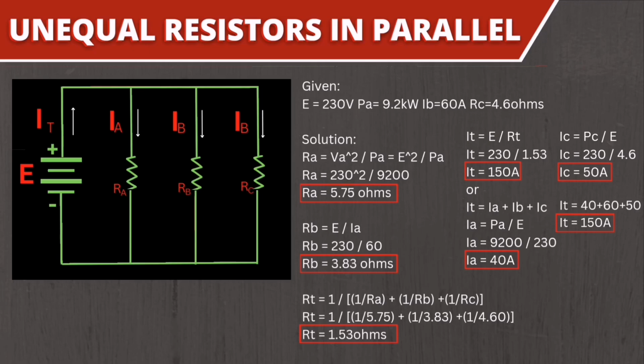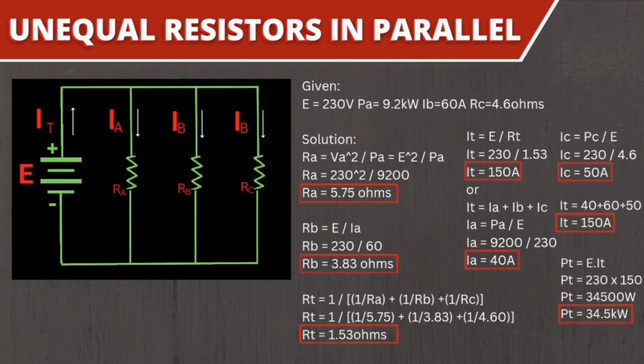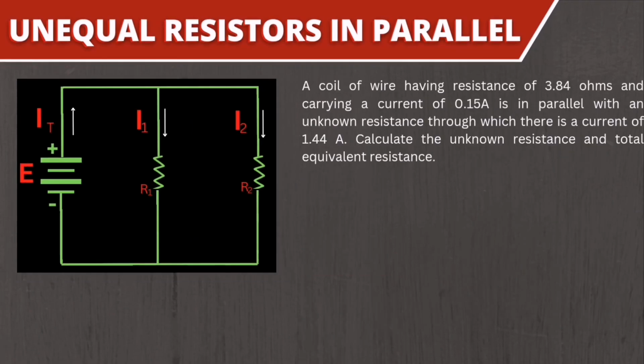And lastly, guys, is to solve for its total power P sub T. It is equal to E times I sub T, and by substitution it is equal to 230 volts times 150 amperes, so the answer will be 34.5 kilowatts. And we can also solve it by solving the individual power, where P sub T equals 9200 watts plus 230 volts times 60 amperes plus 230 volts squared over 4.6 ohms, which will also result to 34.5 kilowatts. Then we go now for the number 2 example.